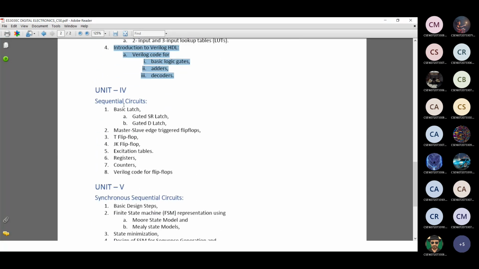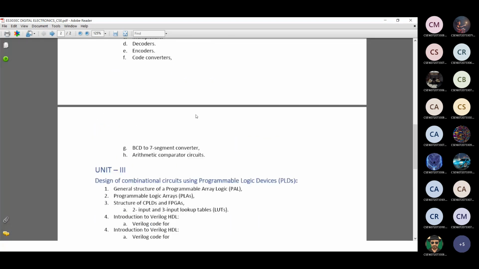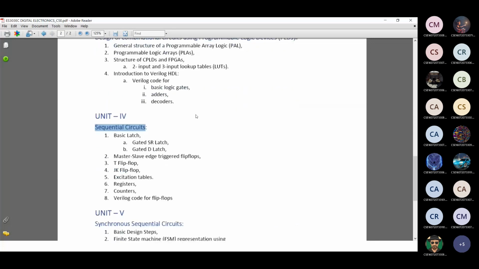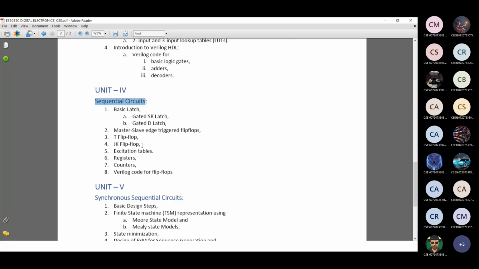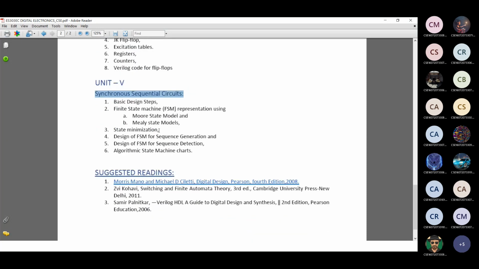And coming to unit number 4, it deals with sequential circuits. Unit number 3 is combinational, and combinational means it will not have any memory element. If it is sequential, it will have memory element. So now you won't understand anything. In order we need to understand, and advanced concepts of sequential circuits are synchronous sequential circuits. So these are the 5 units that we are going to discuss in this digital electronics.